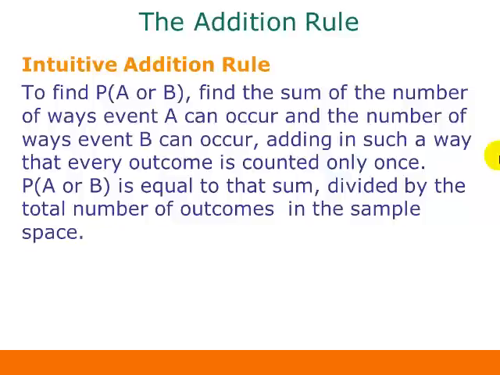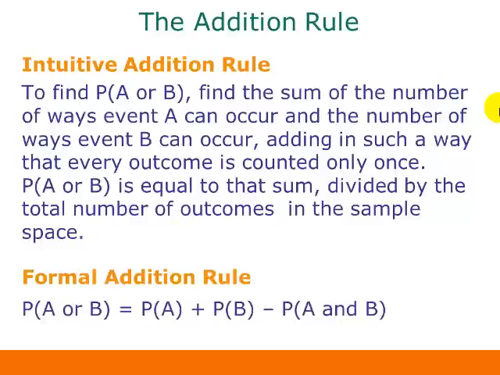So for the addition rule, we can think about it 2 different ways. The intuitive way to look at it is that to find the probability of A or B, we find the sum of the number of ways event A can occur and the number of ways event B can occur, adding them in such a way that every outcome is counted only once. The probability of A or B is equal to that sum divided by the total number of outcomes in the sample space.